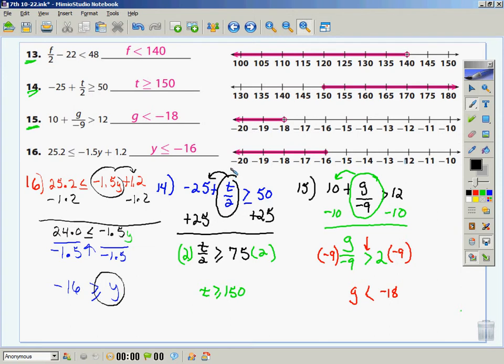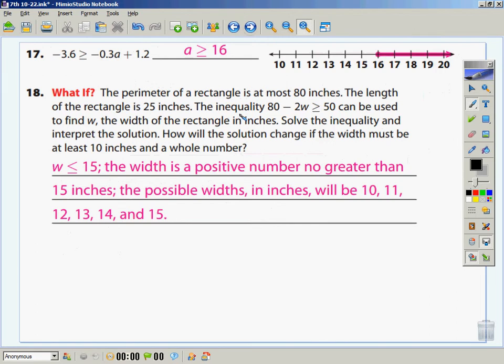Everybody okay? Okay. There's 17 and 18.